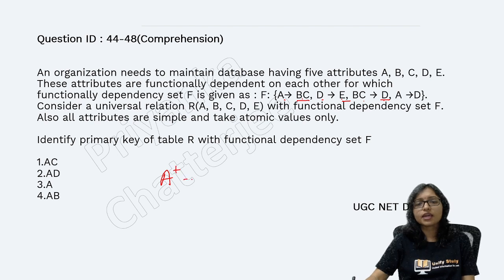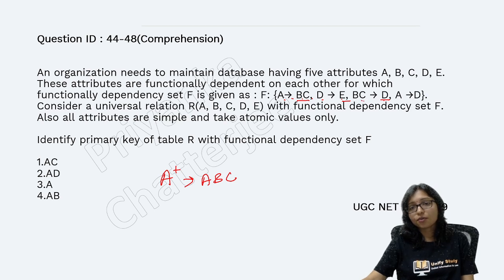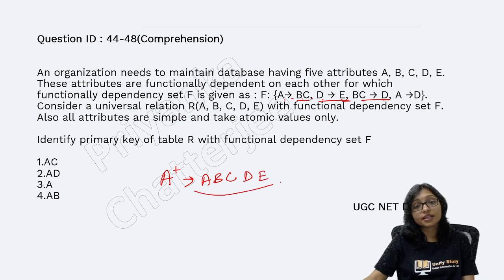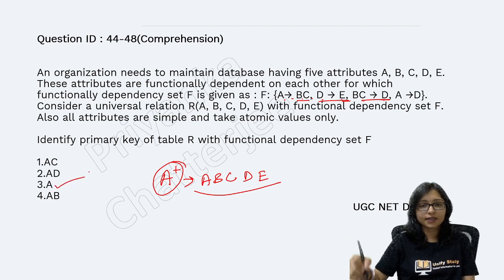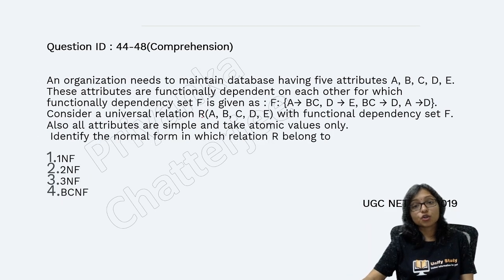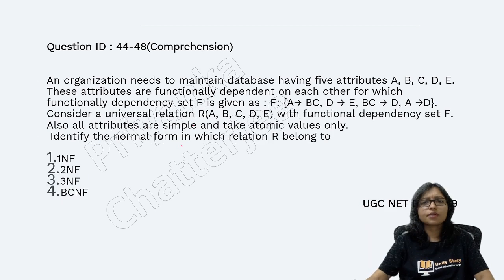If I do A closure, from A I can get A, B, C. After that from B, C I can get D also. From D I can get E also. A can determine everyone. A is my candidate key. So definitely A will be my primary key. It's done. Next one, which normal form is it? Pause the video, try to do it by yourself. You can do it and let me know in the comment section.